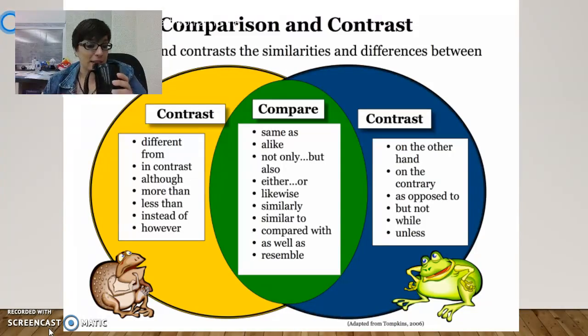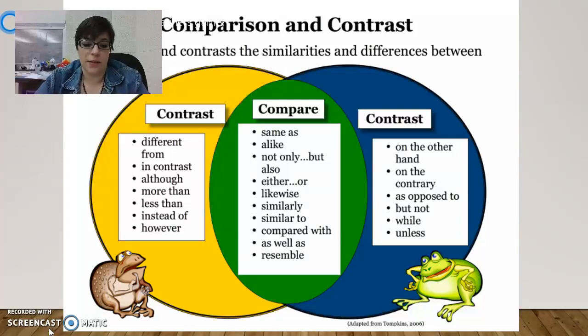Okay, so the second type is compare and contrast. So comparison and contrast compares the similarities and the differences between two things. And your signal words are in this Venn diagram that you see on this slide. So you have compare, which has words like same, alike, similarly, and then contrast, you have different, less than, more than, however, on the other hand, on the contrary.